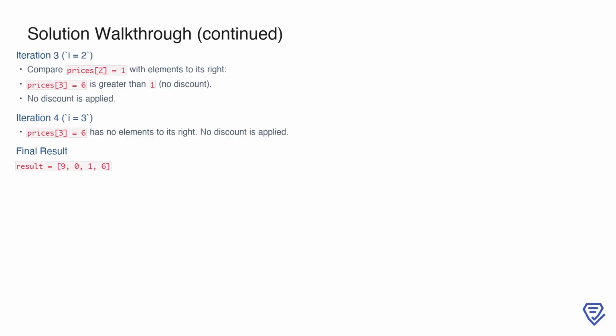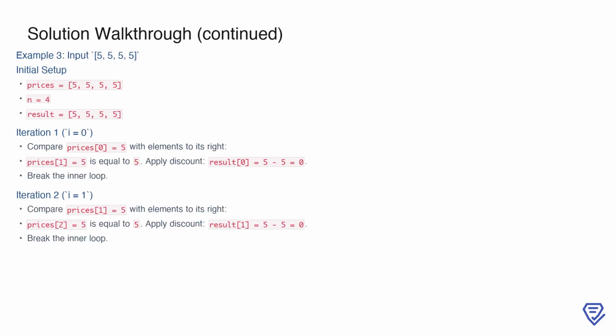For the third item, no discount was applied because none of the prices to its right were less than or equal to the current price. Similarly, for the fourth item, there were no elements to check, so the price stayed the same. This iterative process ensures that we correctly calculate the final price for each item by evaluating only the necessary elements to the right. The result after completing all iterations is 9, 0, 1, 6. This confirms that the algorithm handles cases with no applicable discounts effectively and updates the result array accordingly.